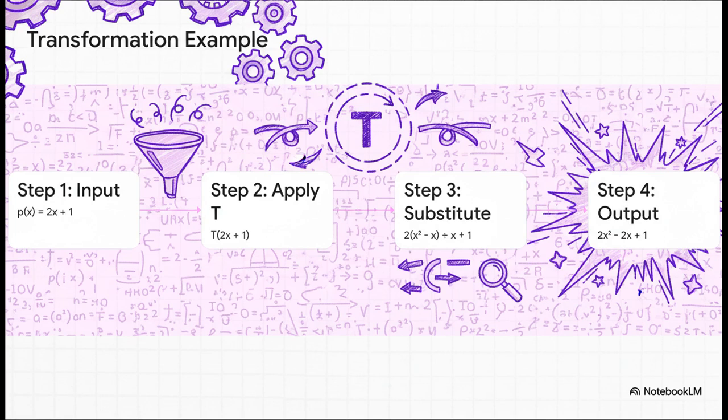Let's make this real with a quick example. So if we pop the simple polynomial 2x plus 1 into our machine, it just follows the rule that x becomes x squared minus x. We do a little bit of algebra to simplify, and bam! Out the other side comes 2x squared minus 2x plus 1. See? Simple input, more complex output.